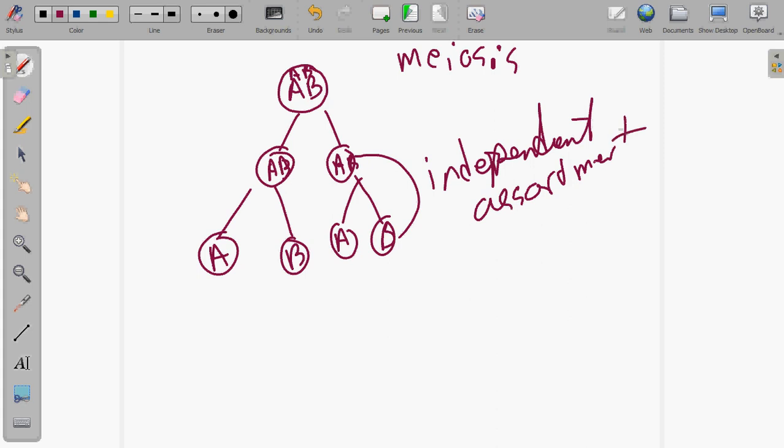Okay. And all it means is that the genes on the A are not dependent on the genes on B. So they can independently assort. They can separate and go to different gametes. These would be the gametes down here. Okay. So that's independent assortment.